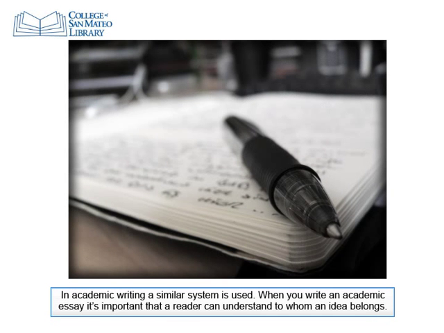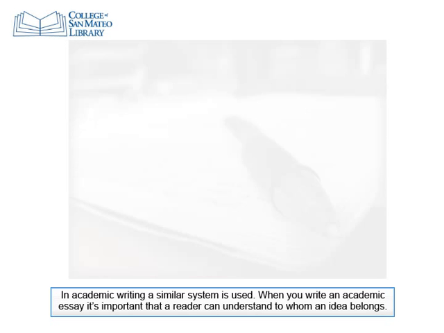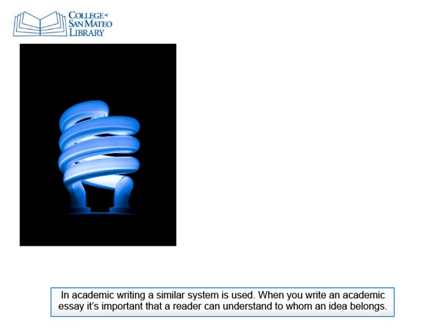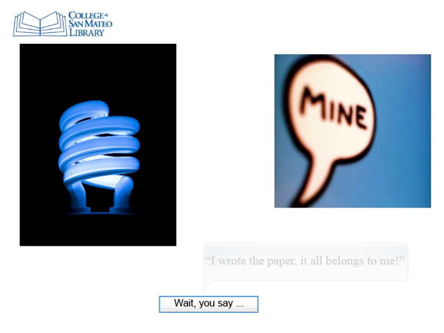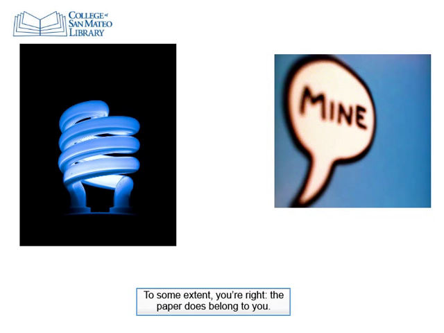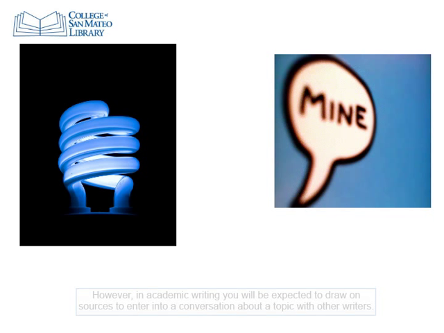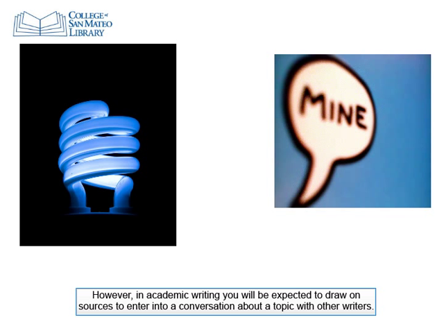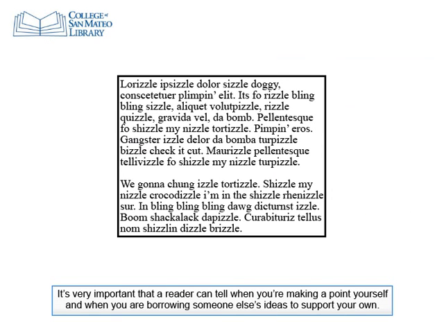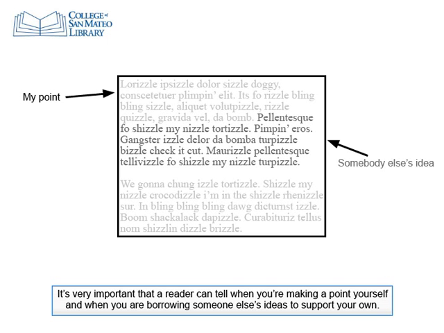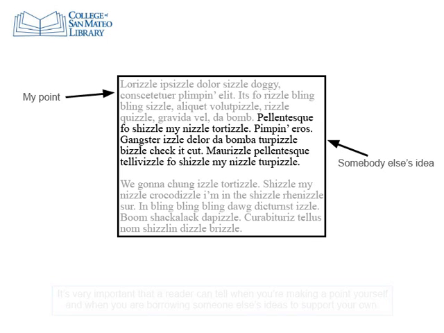In academic writing, a similar system is used. When you write an academic essay, it's important that a reader can understand to whom an idea belongs. "Wait," you say, "I wrote the paper, it all belongs to me." To some extent, you're right, the paper does belong to you. However, in academic writing, you will be expected to draw on sources to enter into a conversation about a topic with other writers. It's very important that a reader can tell when you're making a point yourself and when you are borrowing someone else's ideas to support your own.